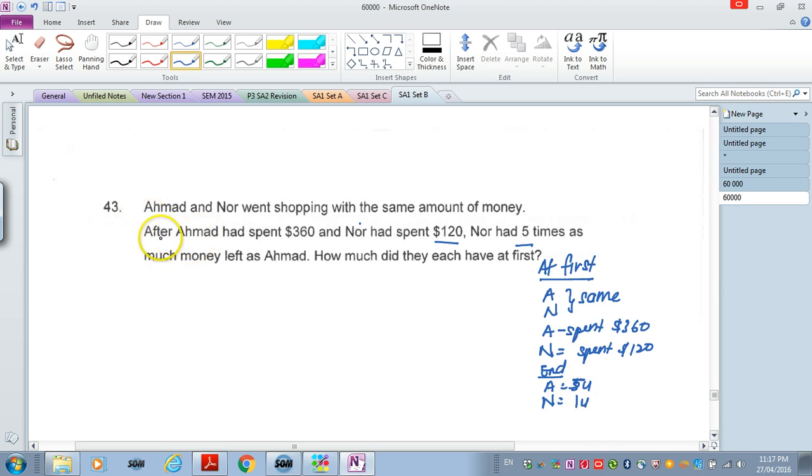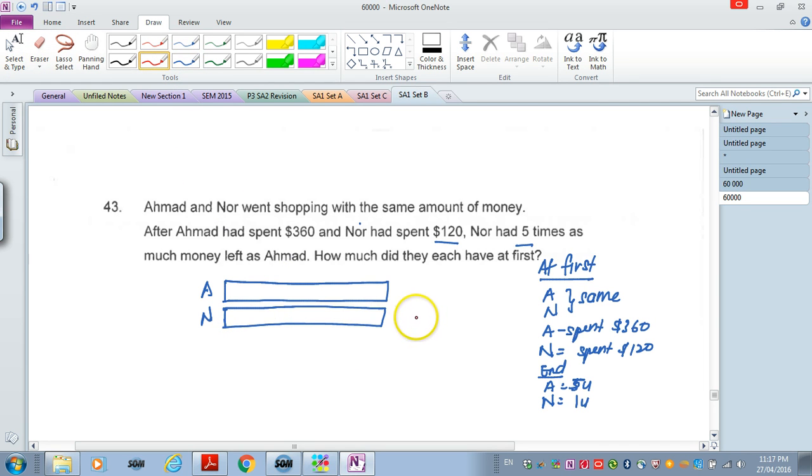So let's start to draw. At first, they are the same. So I have Ahmad and Noor, they have the same amount. So let's draw the same amount. Next, Ahmad spent 360. And I think I made a mistake here. Noor had 5 times. Okay, so 5 units belong to Noor, and Ahmad is 1 unit. Because Ahmad spent more, right? So Ahmad becomes 1 unit.